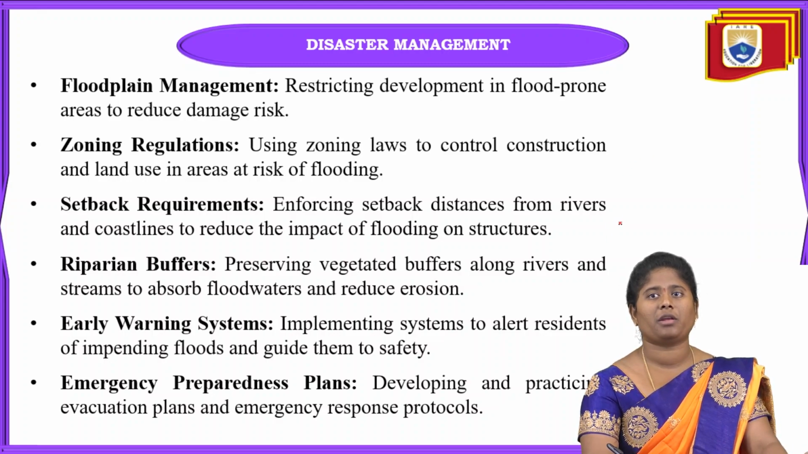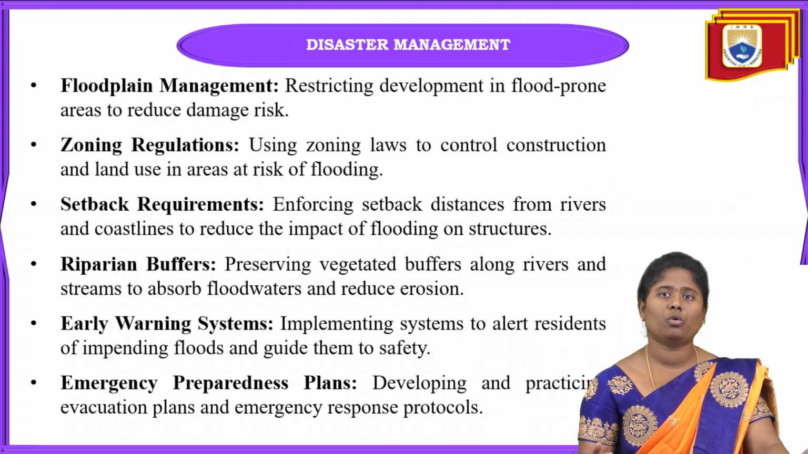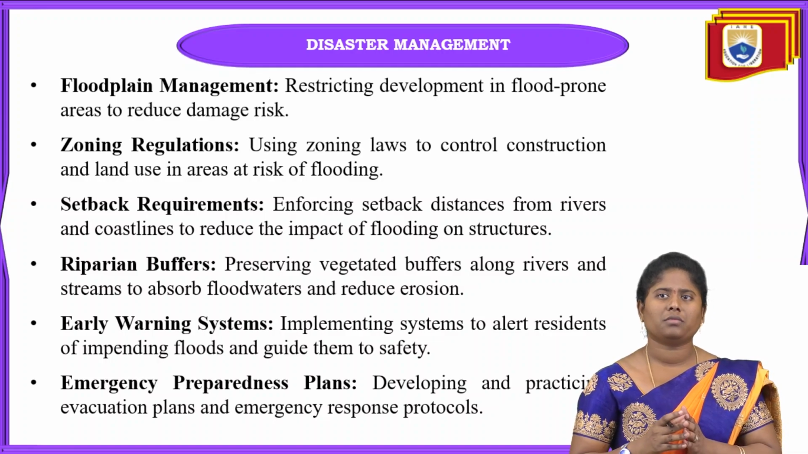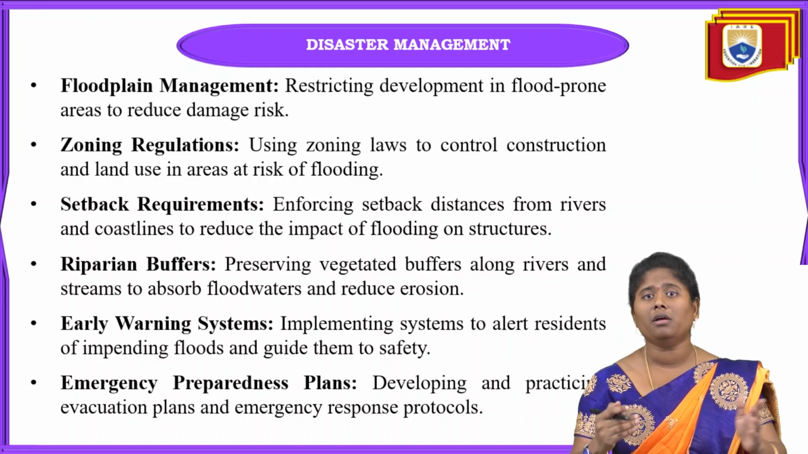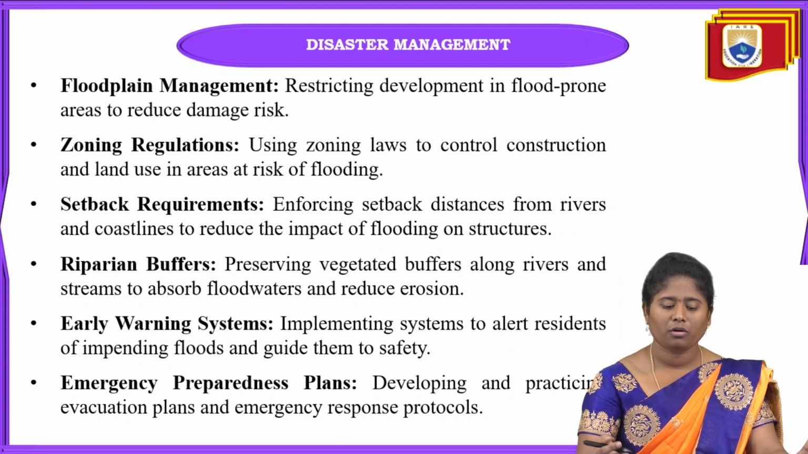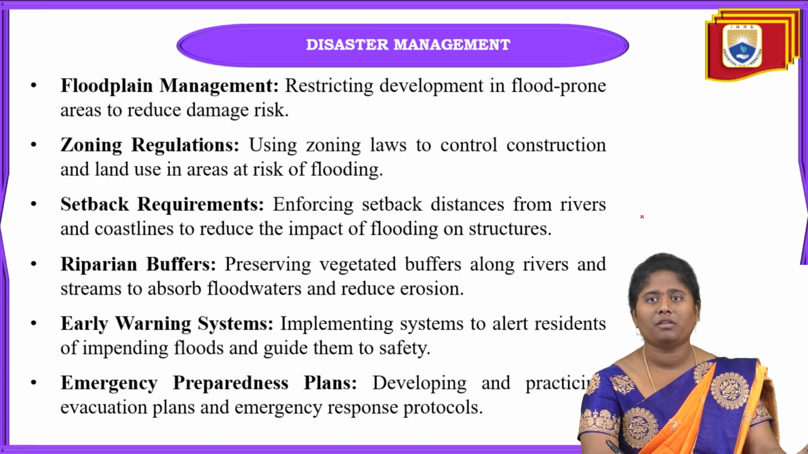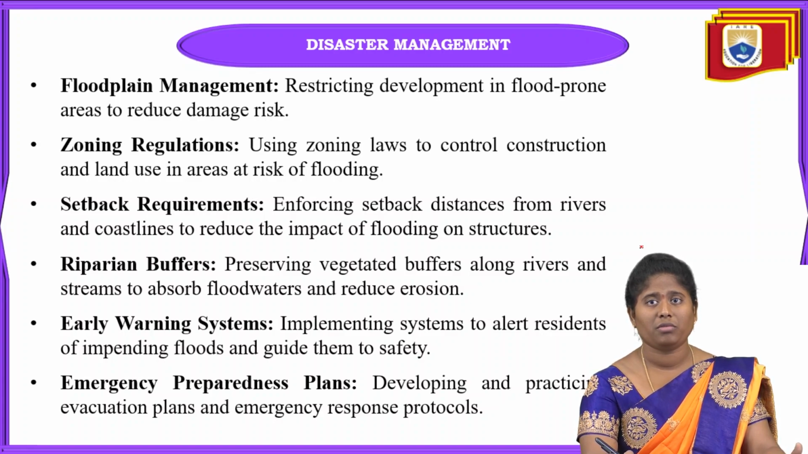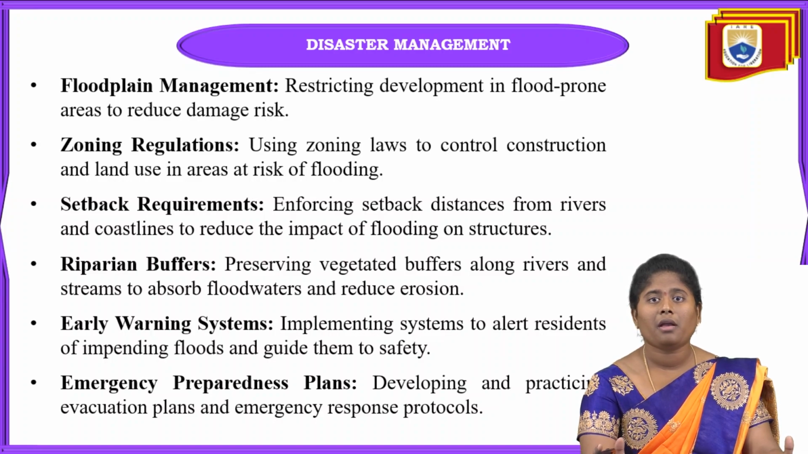Next one is setback requirements. By enforcing setback distances from the rivers and coastal areas, we have to live very far away from the rivers and coastlines to reduce the impact of flooding on the structures. And next one is riparian buffers. Here we have to preserve the vegetation along the rivers and streams, so that this vegetation can absorb the flood water and reduce the erosion.